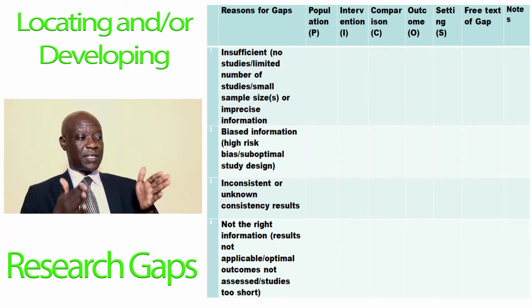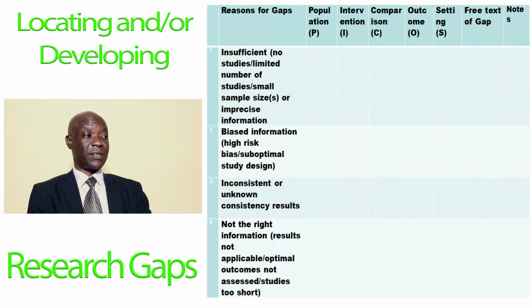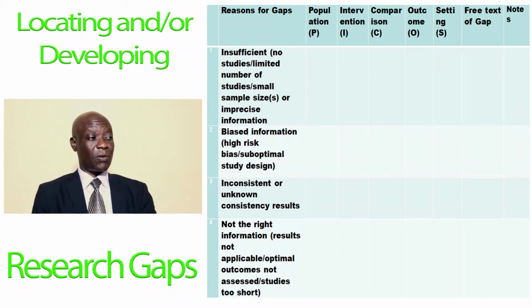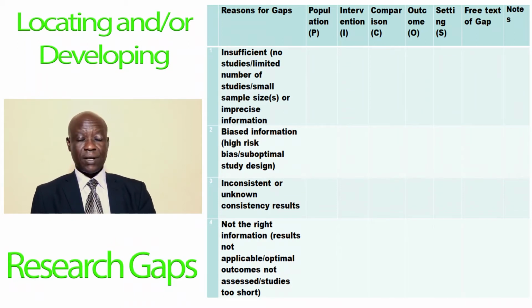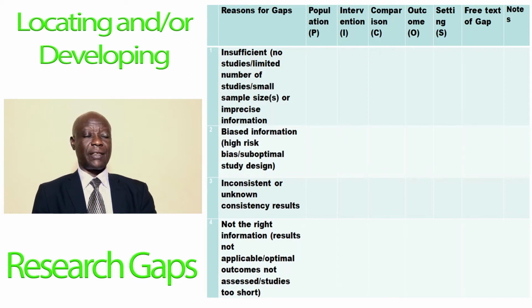You will see, for instance, the first one, we call it population. The second one is what we call intervention. The third one is what we call comparison. The 4th column is what we call the outcome. The 5th is what we call the setting. The 6th is what we call the free text of gap. And of course, the last column we have got notes, ladies and gentlemen.